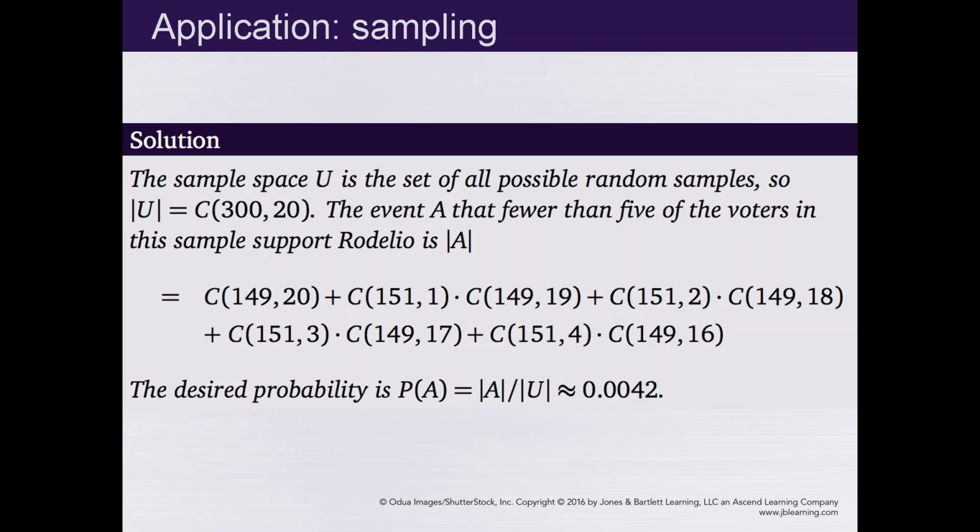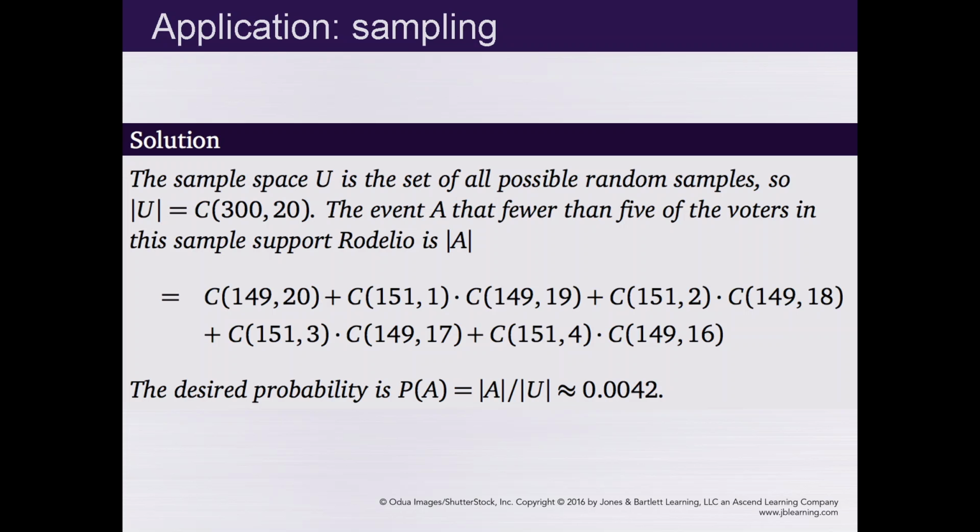Now here we've got to add this up. There's a lot of pluses here, because fewer than 5 out of 20 means you could have exactly 0 supporters, or 1 or 2 or 3 or 4. We could do the whole subtraction thing, but the other case is worse because it's 5 plus 6 plus 7 plus 8 plus 9 all the way up to 20. So the numerator is, hey, out of the 149 people that don't support him, you can pick all 20.